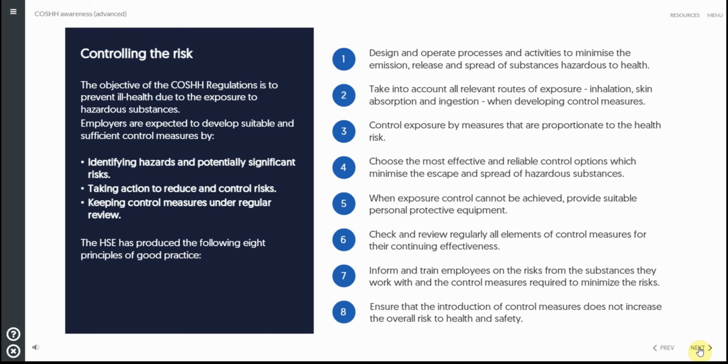5. When exposure control cannot be achieved, provide suitable personal protective equipment. 6. Check and review regularly all elements of control measures for their continuing effectiveness. 7. Inform and train employees on the risks from the substances they work with and the control measures required to minimize the risks. 8. Ensure that the introduction of control measures does not increase the overall risk to health and safety.